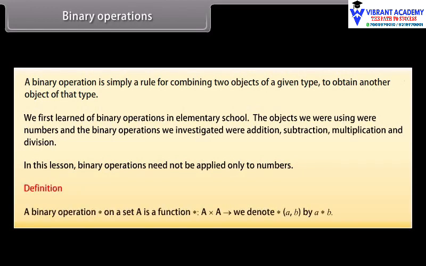Definition. A binary operation star on a set A is a function star from A cross A to A. We denote star(A, B) by A star B.